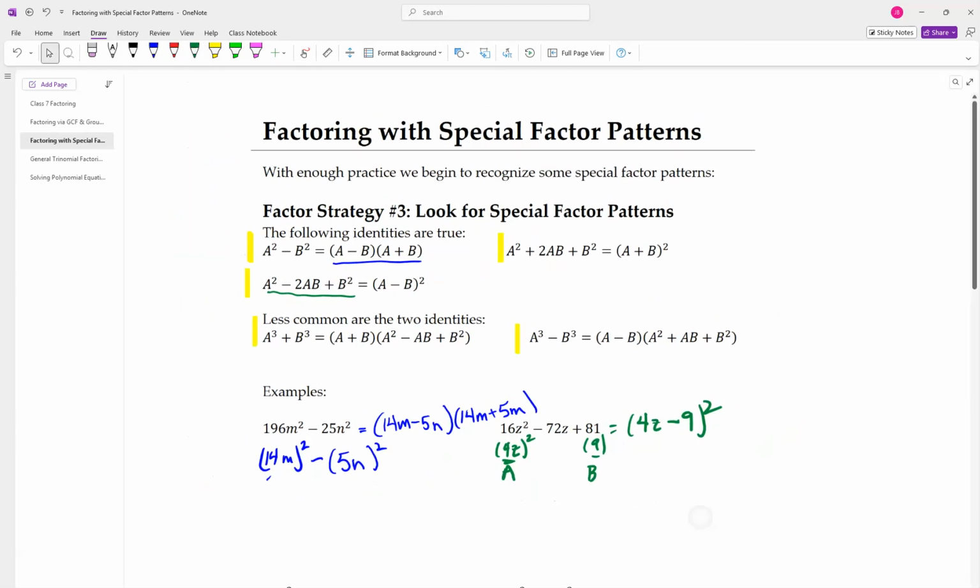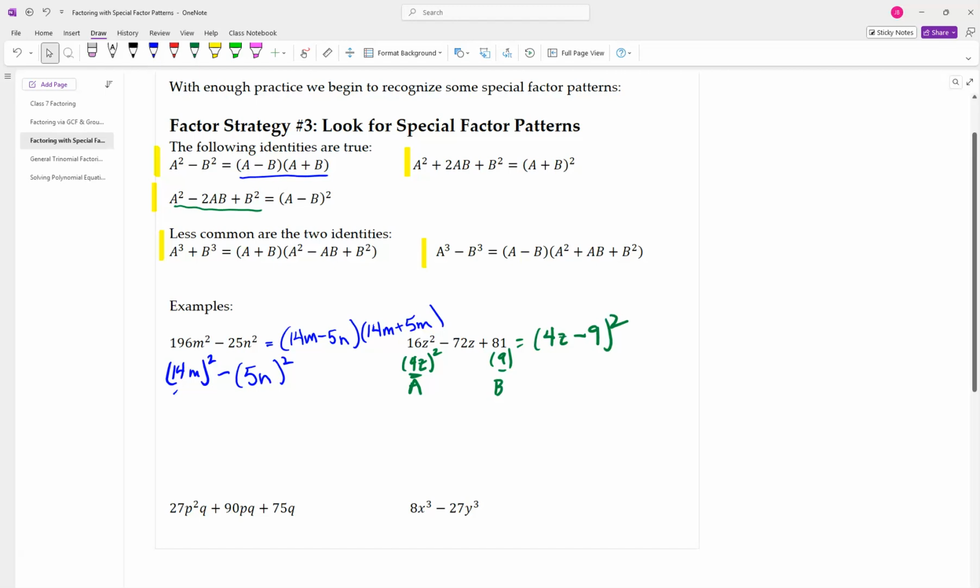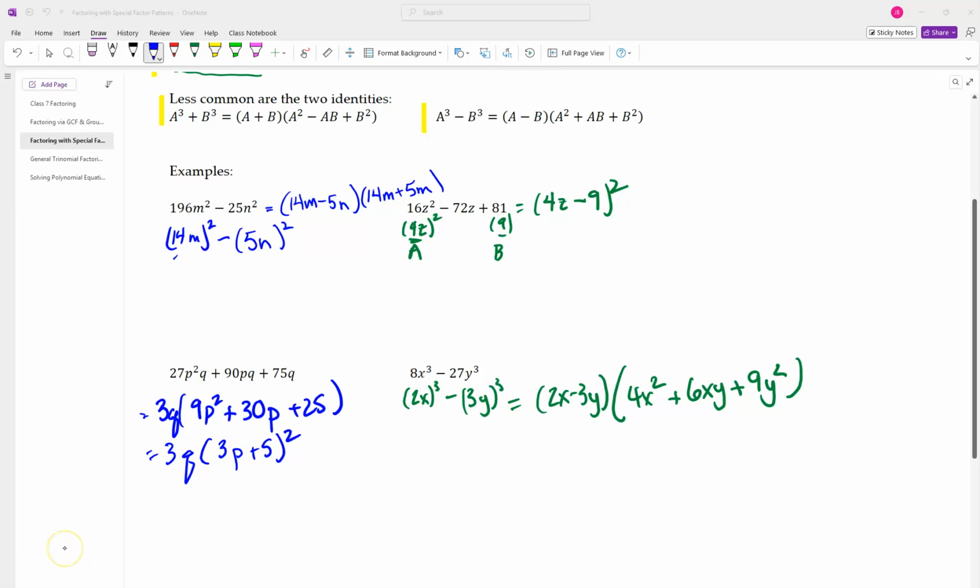I think we have a couple more, and I want you to pause the video, try factoring these using the factor patterns, and resume the video when you're ready to see the solution. All right, here we go.